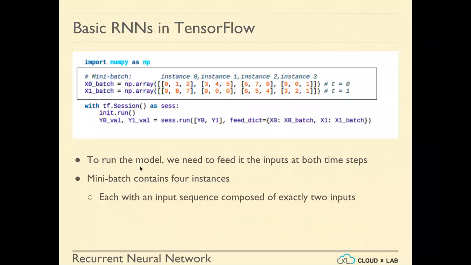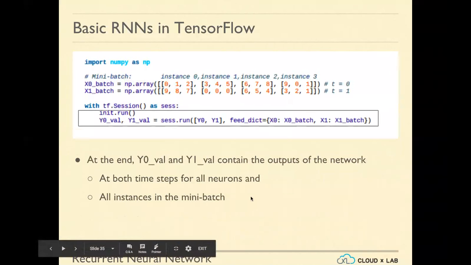So this mini batch contains 4 inputs, each with three features. These are 3 features, 1, 2, and 3. And the total number of batches is 2.